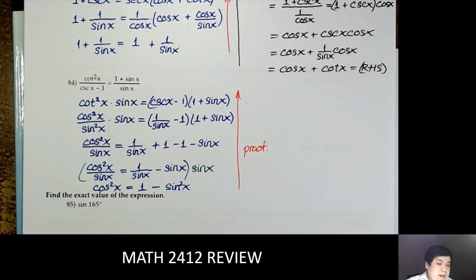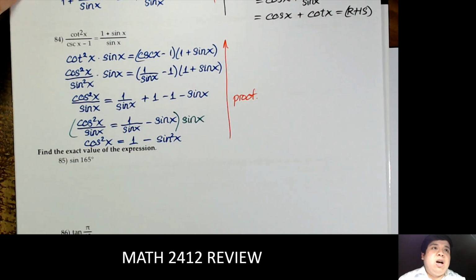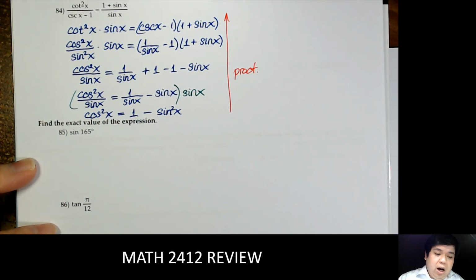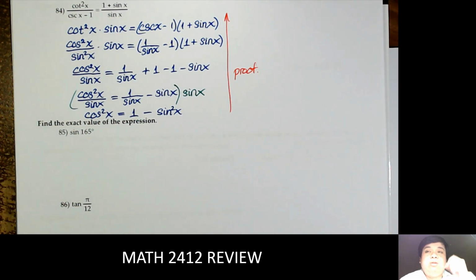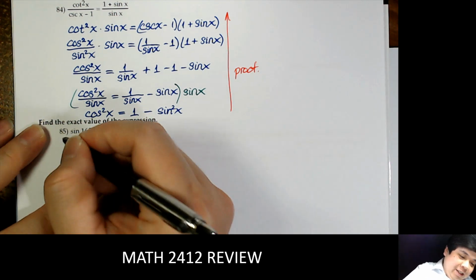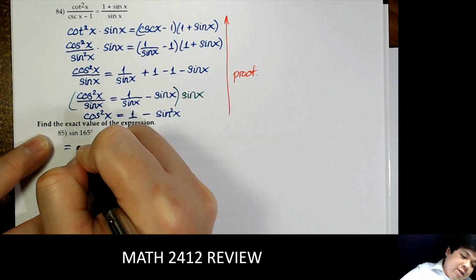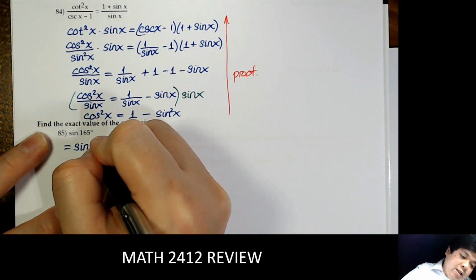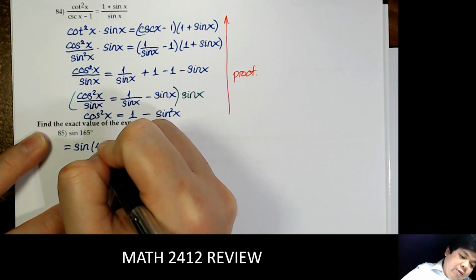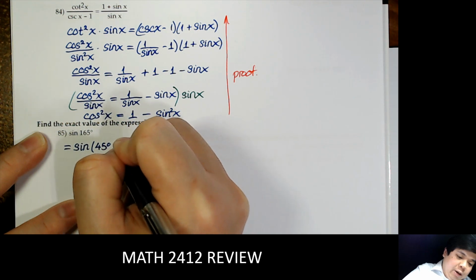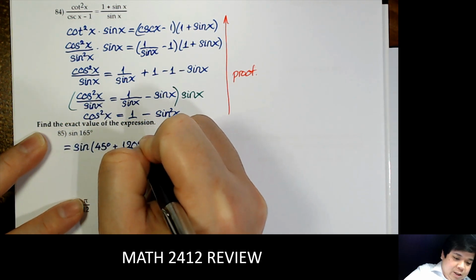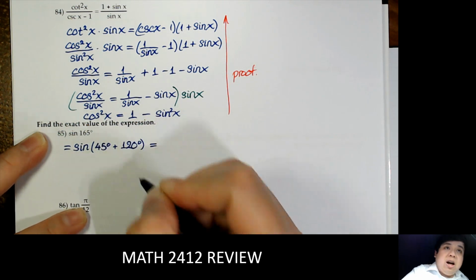Right. Next, find the exact values of the expression. So pretty much we just use the sine of a sum or difference. 165, there's a lot of ways to have 165, 120 and 45. Yeah, let's try that. So we have sine of 45 degrees and 120, and now this is sine of a sum.